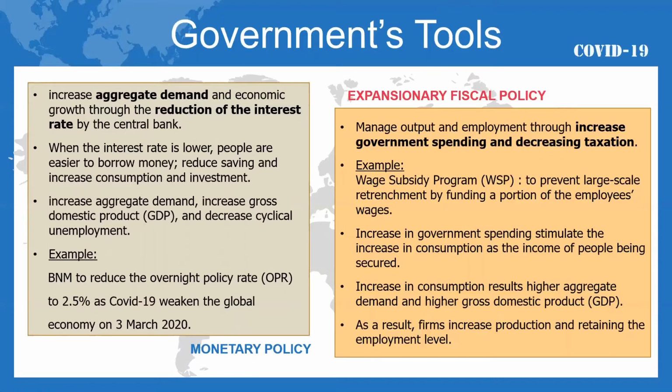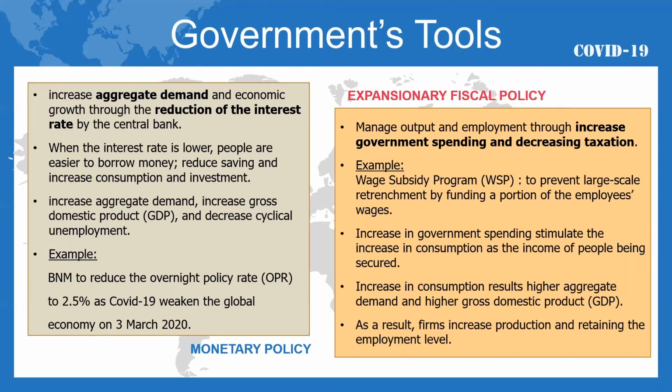In terms of expansionary fiscal policy, the government increased spending and decreased taxation. For example, the wage subsidy program, the WSP program. This wage subsidy program is for the SME industry, which is small and medium enterprises.